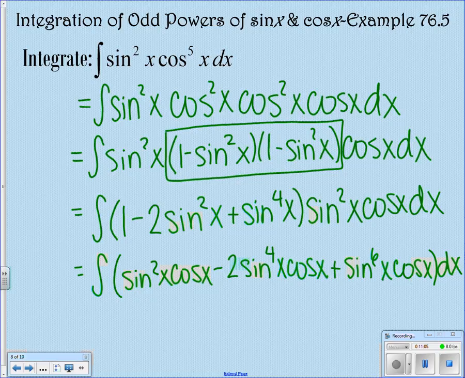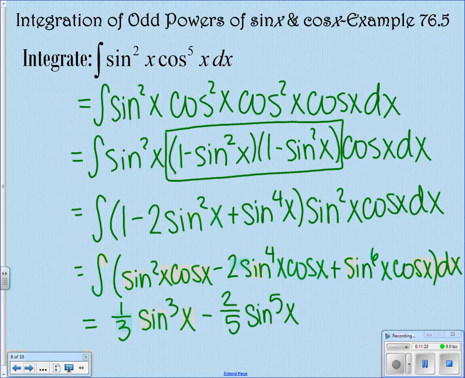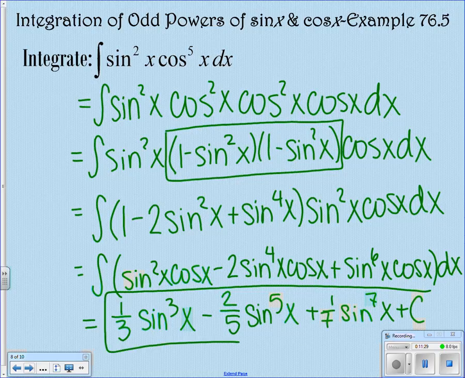And so at this point we can integrate each of those 3 pieces. So the first one is going to integrate as 1/3 sine cubed x, and then we're going to have minus 2 over 5 sine to the 5th x, and then plus 1 over 7 sine to the 7th x, and then plus c. And so that would be your answer for that problem.